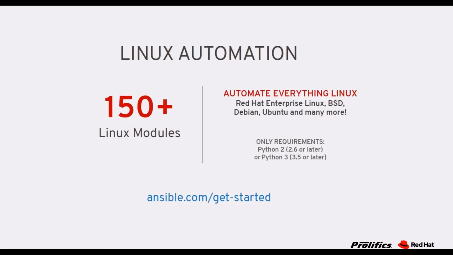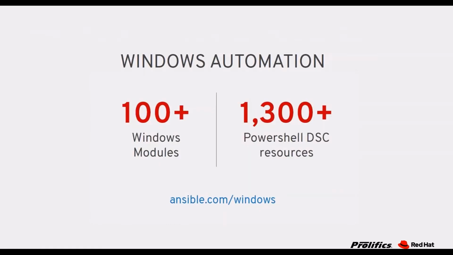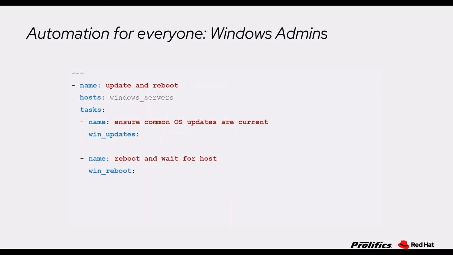So for example, Linux automation: there are over 150 Linux modules, and you can automate anything Linux. And here's some of the code showing how easy it is for anyone to understand exactly what needs to be done. Windows automation: there are over 100 Windows modules and 1,300 PowerShell DSC resources, meaning they work together very, very well. Again, more of the code showing just how simple it is to read.